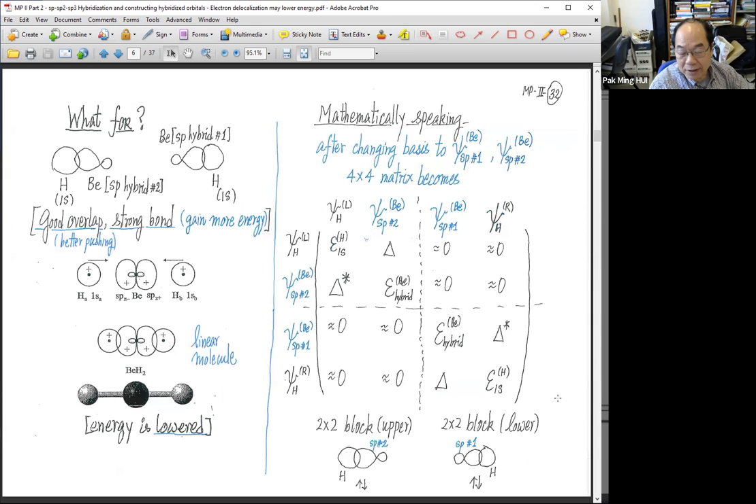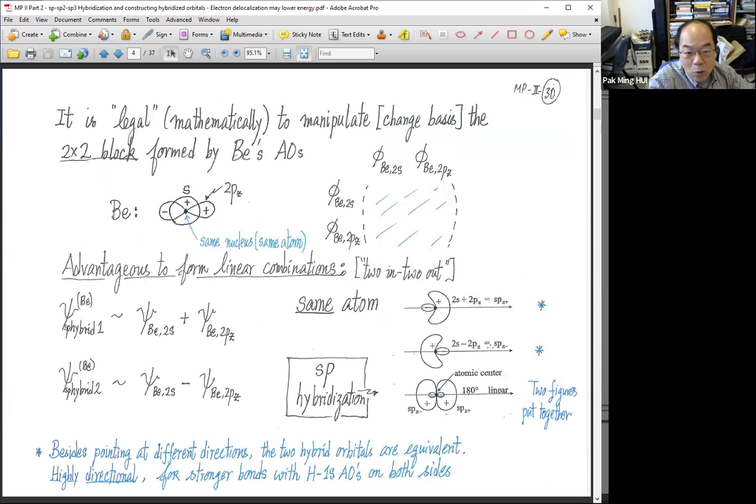So now you may ask, mathematically, no one can challenge what you just did. I'm changing the bases. I have 4 bases. I don't care about the H 1s. I just changed the beryllium. I formed the linear combination first, okay? That is legal. No one can say you are wrong, but whether it's useful or not is another business. The answer in quantum mechanics is, it is useful. And it's a good description of nature in forming molecules.